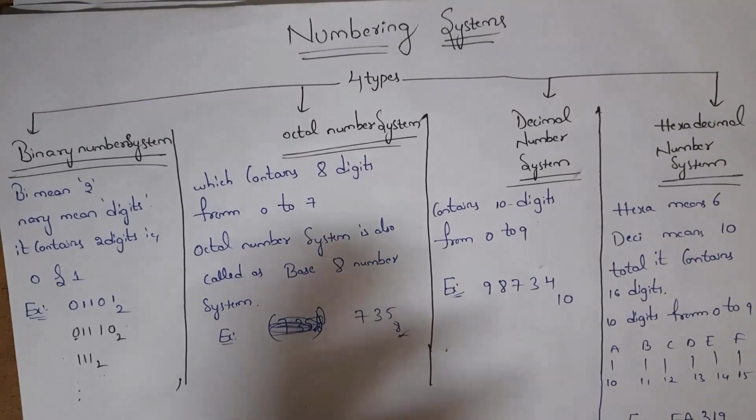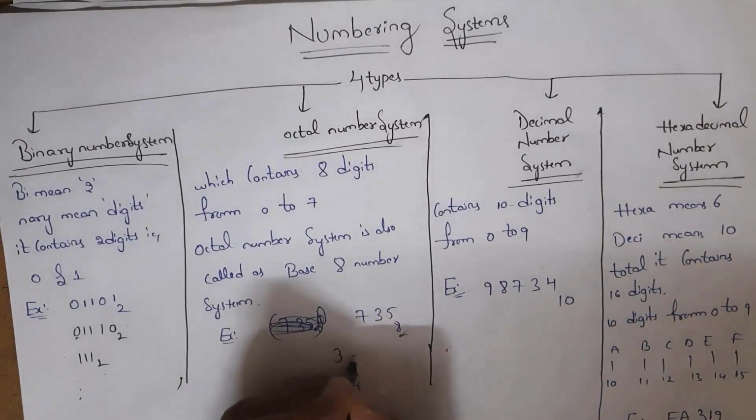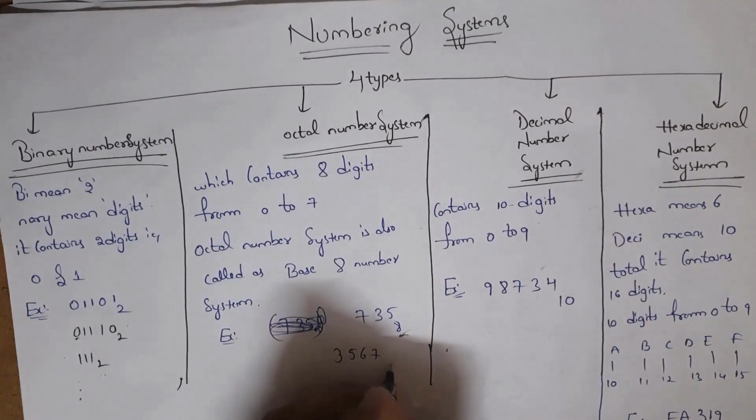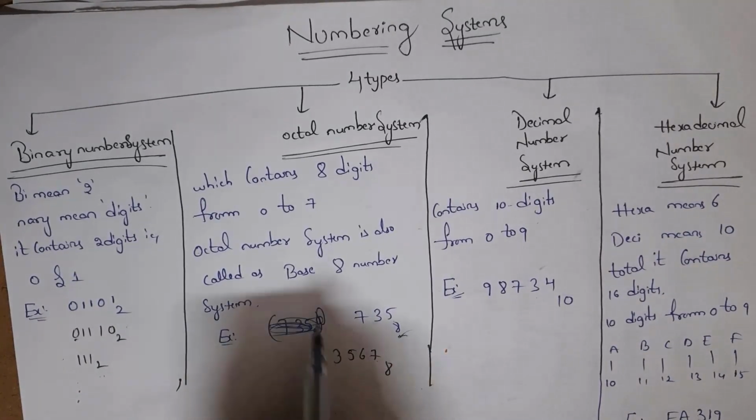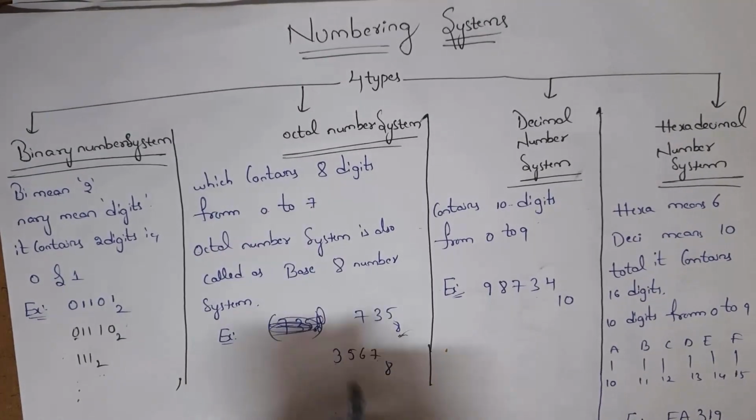I will give one more example. 3, 5, 6, 7 base 8. Numbers are in between 0 and 7. So we call it as octal number system.